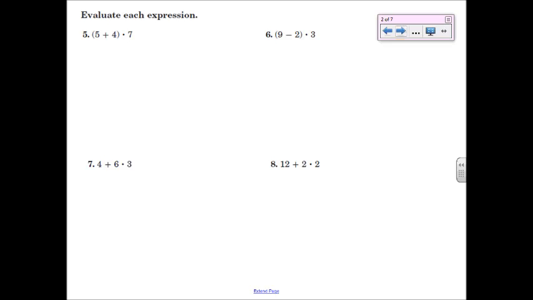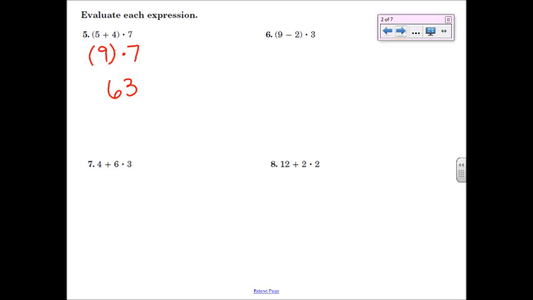All right, in the next one, again, we are evaluating each expression. And so we have in parentheses, that's the first thing in please excuse my dear Aunt Sally. We have in parentheses 5 plus 4, so that's what we do first. So we do 5 plus 4 is 9. The next thing in please excuse my dear Aunt Sally, the E, excuse, stands for exponents, which we don't have any. And then my dear means to multiply and divide next. And we have 9 times 7 is 63.